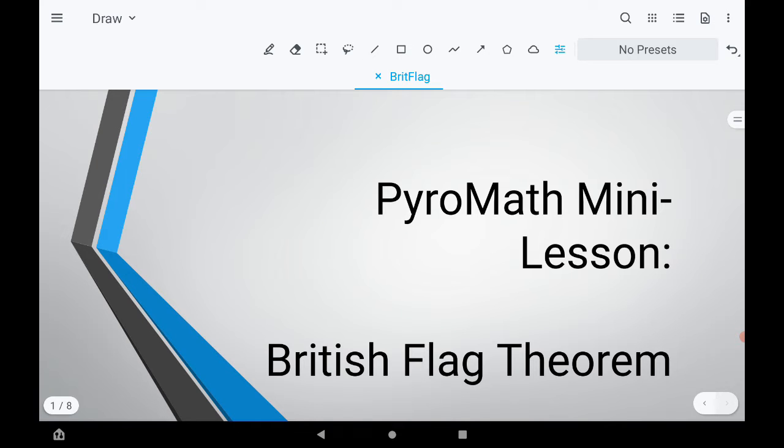Today we will be discussing the British Flag Theorem. This theorem is a little geometry tidbit that can be derived very easily, so we're going to call it today a mini lesson.